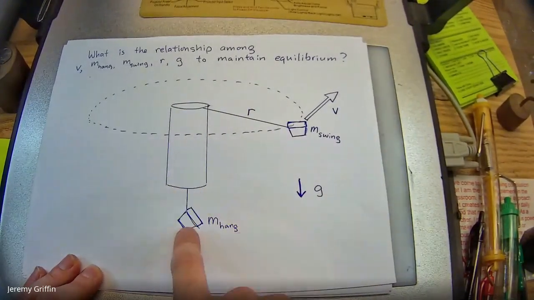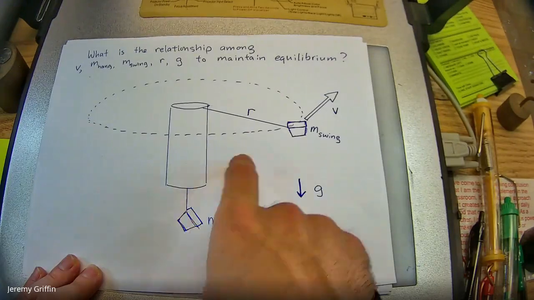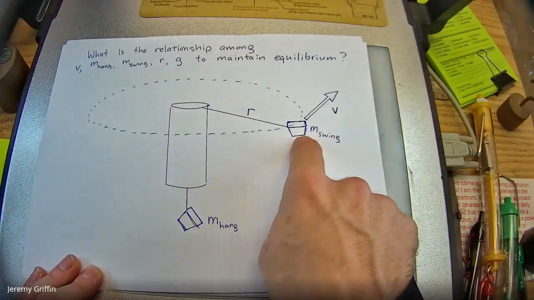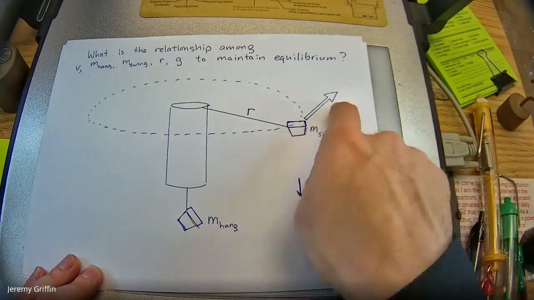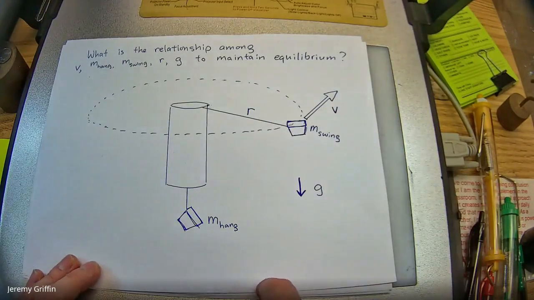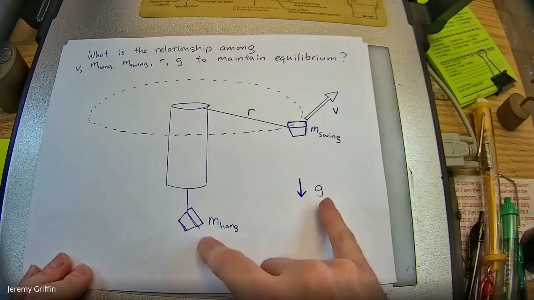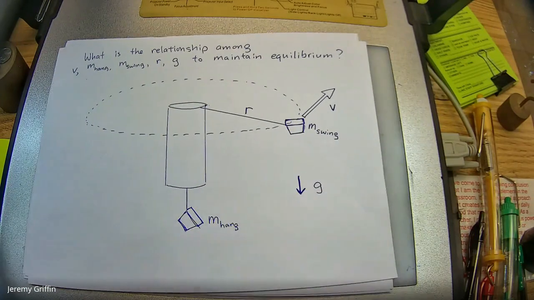So this weight is going to represent the centripetal force, and we need to figure out how that relates to this radial size, the mass of this guy swinging, and the speed it's going at. Right, you guys get that? Okay. And then, of course, the weight of this guy, this force pulling down, is really mass times gravity. Okay. Guys good? So that's going to be our setup.